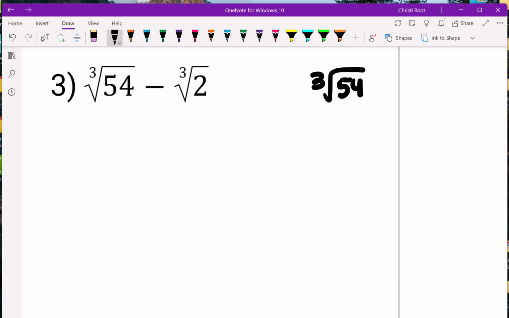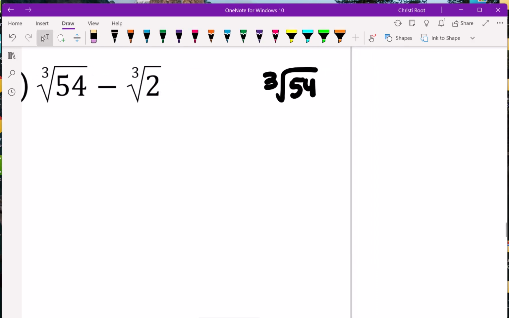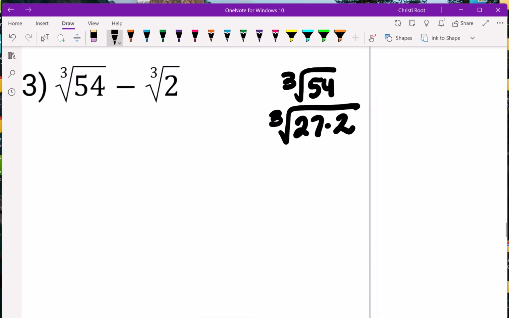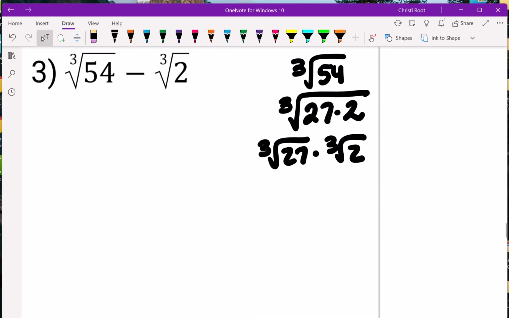I think we do. So can we find a perfect cube that divides into 54? Anybody think of one? I don't think 8 will work. What about 27? Yeah, okay. So we can rewrite this as 27 times 2, and then you can split it up. Now remember, you can do this part in your head, but mathematically this is what's going on.